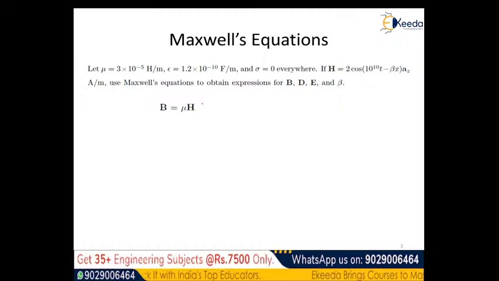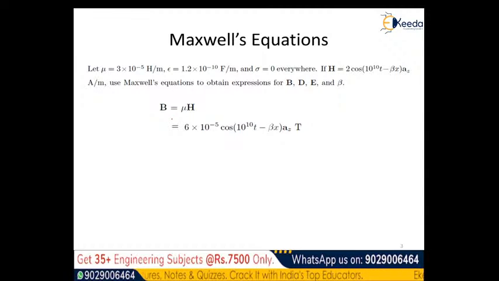So for obtaining the expression for capital B, just substituting the values of mu and capital H, it will take this form. We obtain 6 into 10 raised to the power minus 5 multiplied by the cosine of (10 raised to the power 10 into t minus beta into x), multiplied by a z. As this is magnetic flux density, it is measured in Tesla.